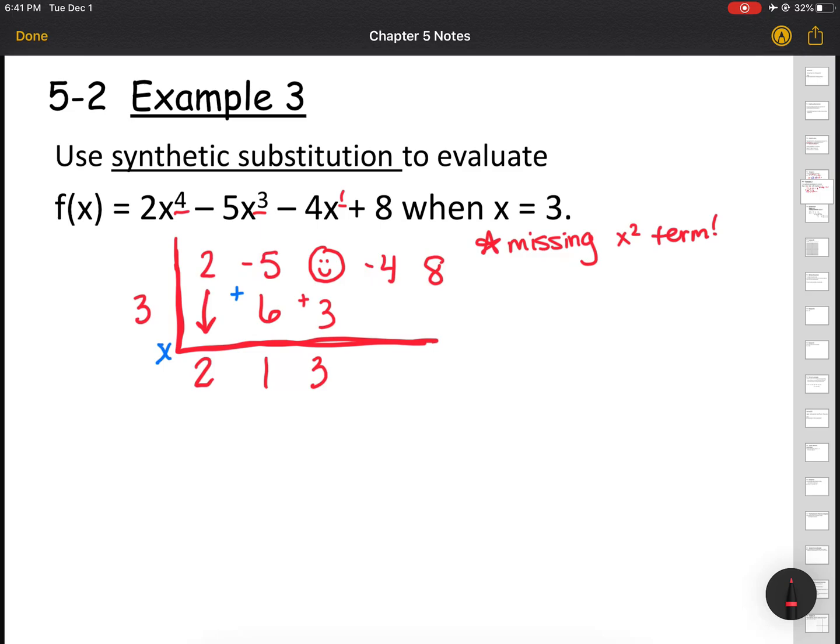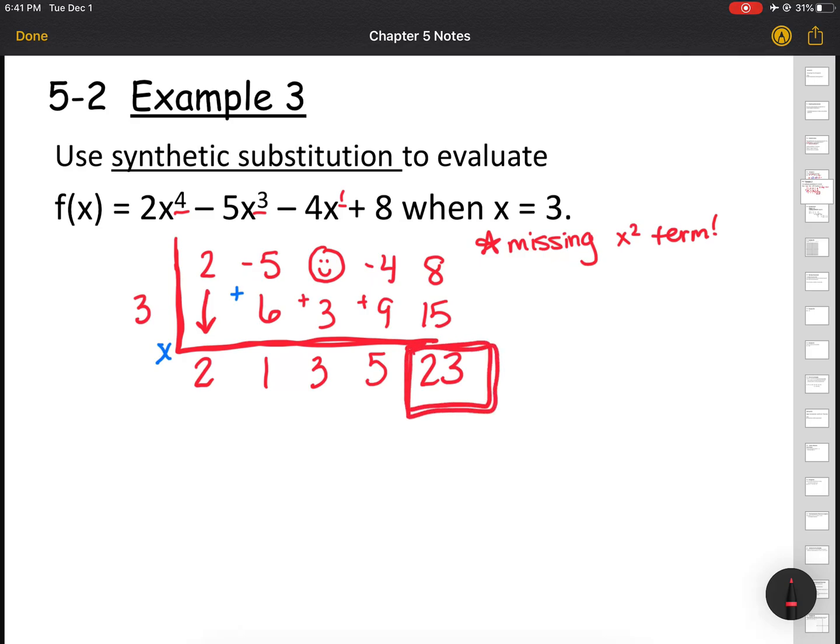Multiplying on the outside, 3 times 3 is 9. And if I add there, -4 plus 9 is 5. 5 times 3 is 15. And 15 and 8 make 23. And now I have to stop because I ran out of coefficients to add to after I multiply. So this tells me this is my answer.